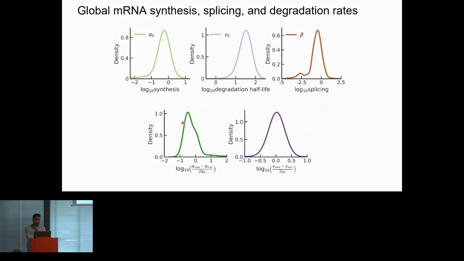Here I'm plotting the amplitude, which is alpha max minus min divided by 2, with respect to alpha 0, so the baseline. So how much do we get above baseline in terms of amplitude?